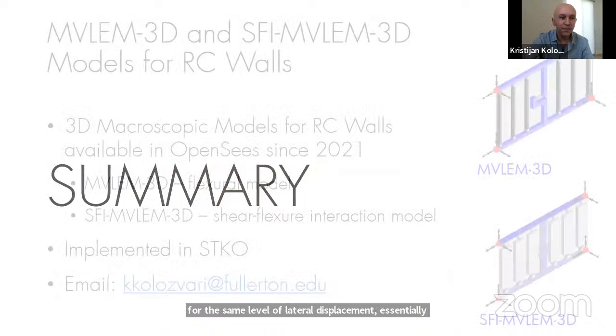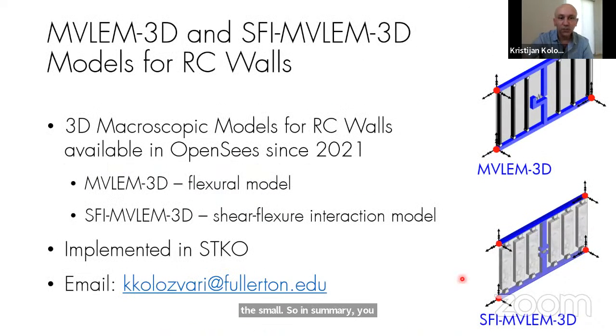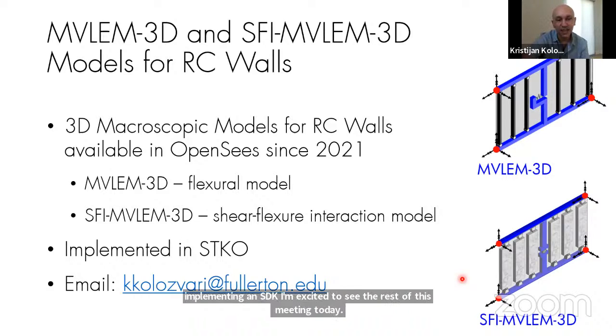So in summary, these two models are macroscopic. Having said that, they have their limitations, but if you know what these models can be used for accurately, then they can be very useful. They are computationally pretty efficient and stable. And I'm happy to see that they're implemented in STKO. I'm excited to see the rest of the meeting today. How does that look?